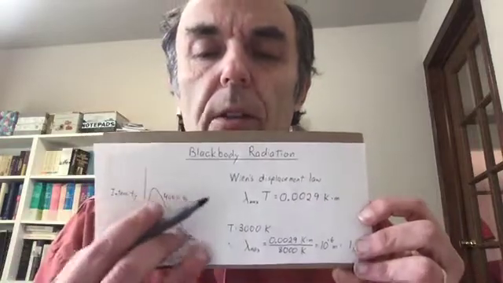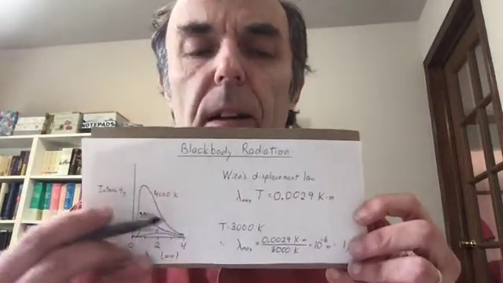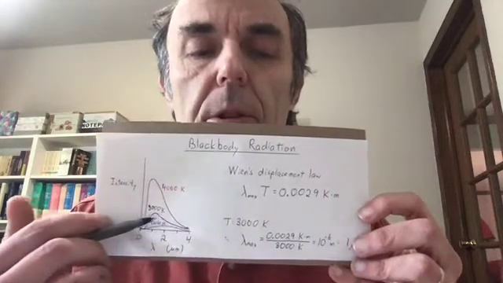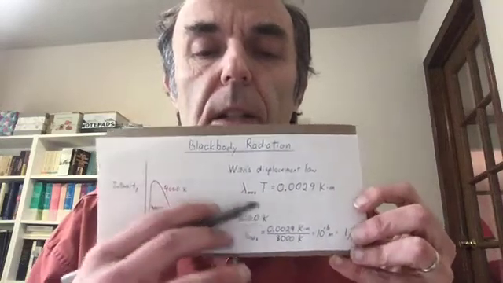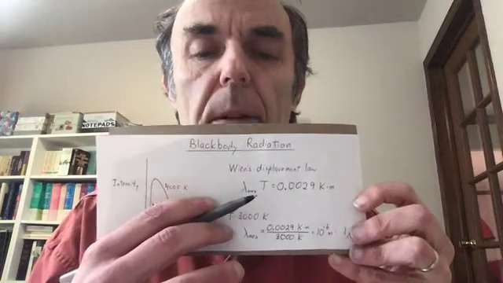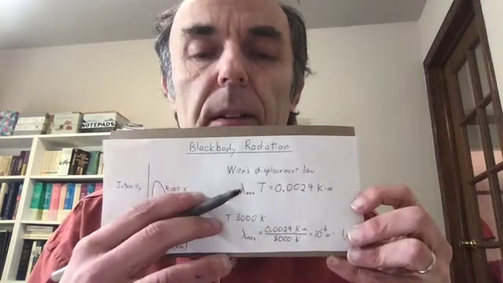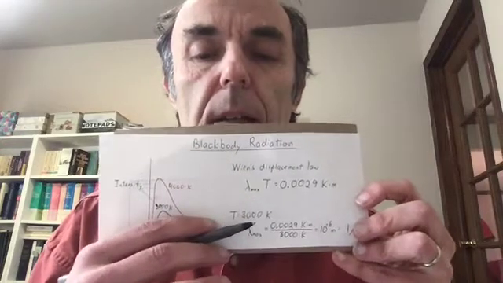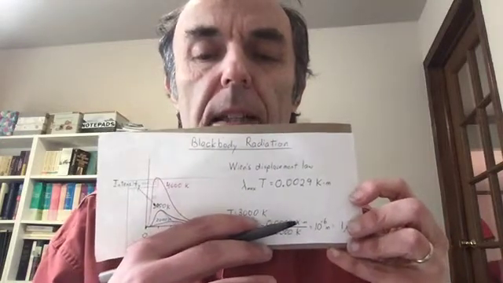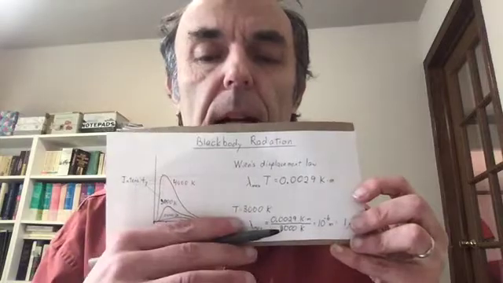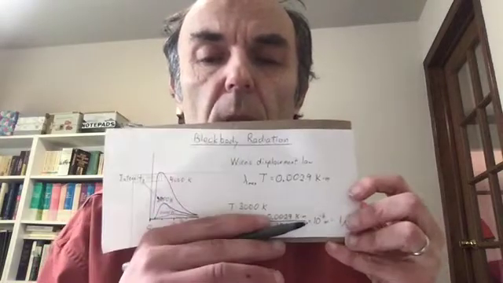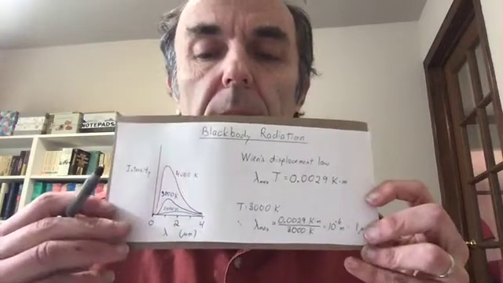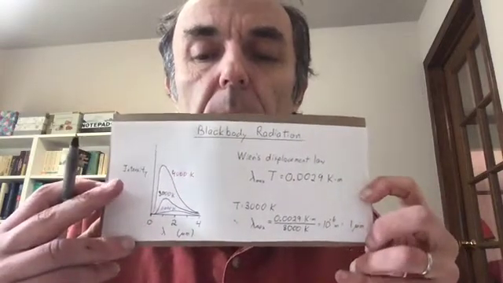Let's see if this works. Well, if we want to figure out, say, what is the peak wavelength for an object at a temperature of 3000 Kelvin, we can solve this equation for lambda max, the peak wavelength, by just dividing by temperature. We'll take 0.0029, that's this constant in Kelvin meters, divided by 3000, and you'll get roughly 10 to the minus 6 meters. And 10 to the minus 6 meters is simply 1 micron.